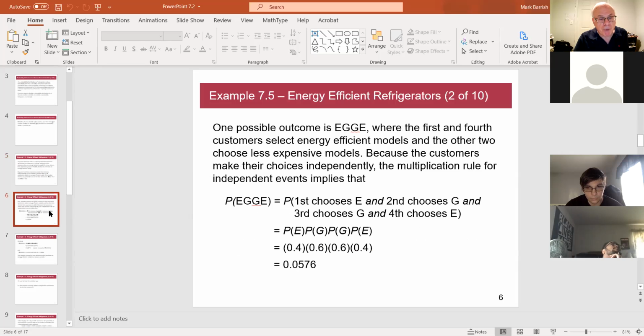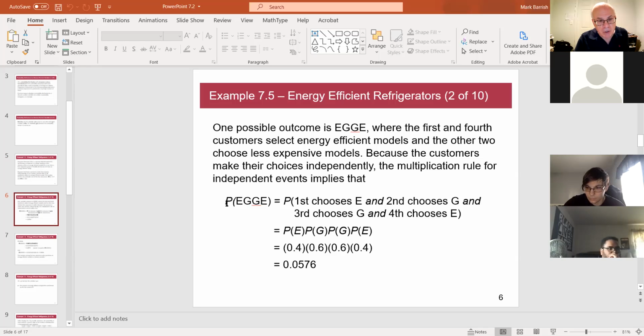Now, suppose there's 4 people who come into the store, and we want to know what are the different outcomes for those 4 people in terms of selecting a refrigerator. So we're assuming that each of these people are coming into the appliance store to buy a refrigerator. So they're going to buy one of 2 types, energy efficient E or the other type G. Okay, so one possibility, just looking at one possibility, is that the first person comes in and buys an energy efficient refrigerator. The second one comes in and buys the non-energy efficient. Third one does the same, non-energy efficient, and the fourth one buys energy efficient.